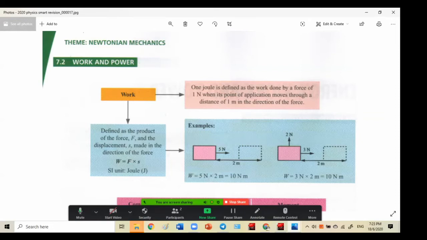I don't care how much weight is pressing down here. It does not matter to me. This is a useless piece of information. As long as I push this box to the right by 2 meters, then the work done is 5 newtons times 2 meters, 10 Newton meters. Newton meter is another unit for joules, because work done is in joules. Sometimes they try to confuse you. Newton meter is joules.